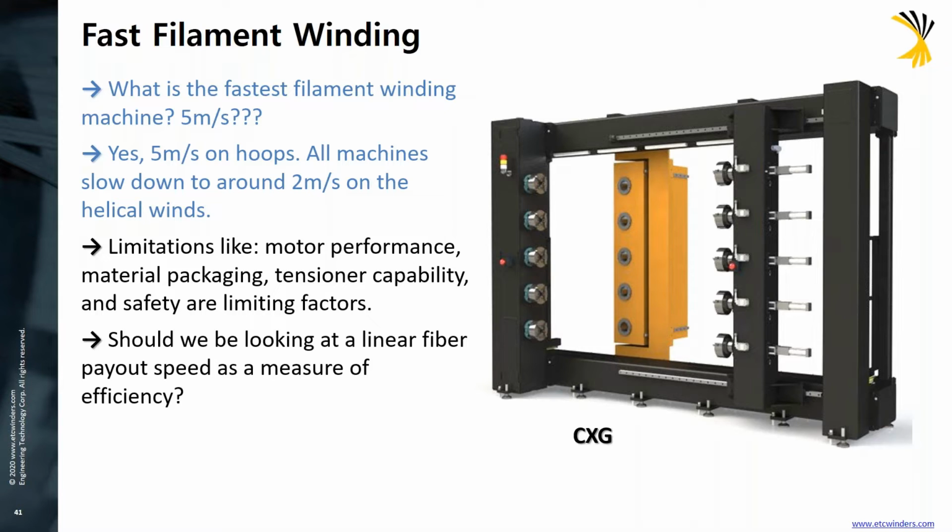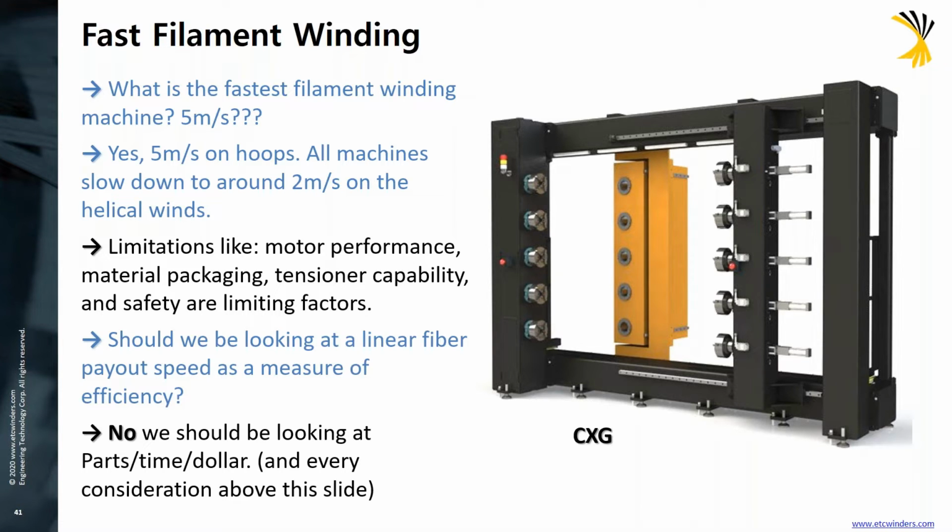So while we're pushing the boundaries of all the equipment we have, there are some very practical limitations to running these speeds. Which begs the question, should we be looking at linear fiber payout speed as a measure of efficiency? If you come to us and you say you want 5 meters a second, our next question is going to be, how many tows are you running? How much material are you actually putting down? And what are your goals?